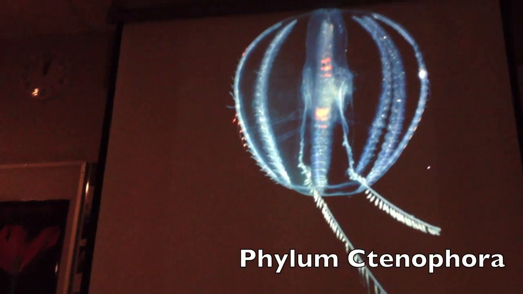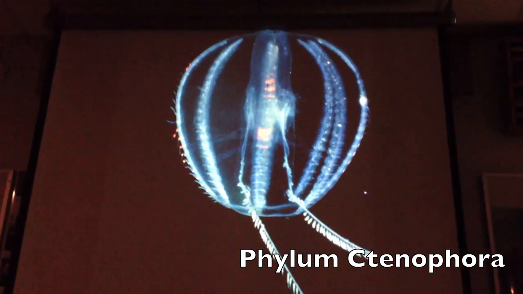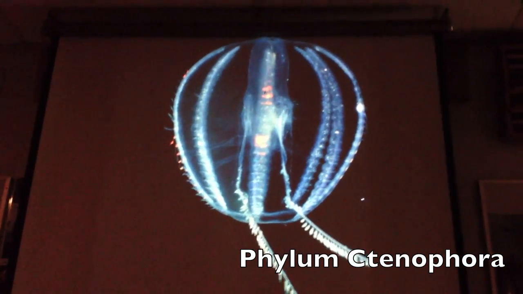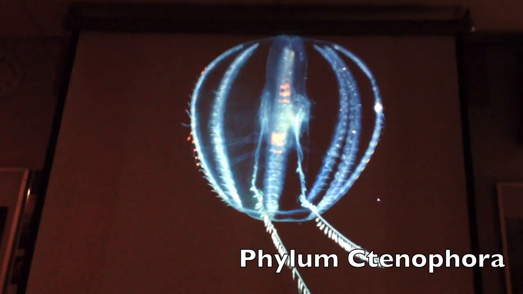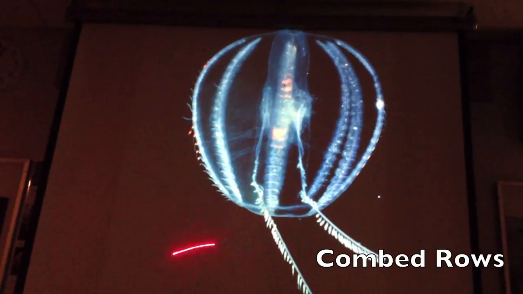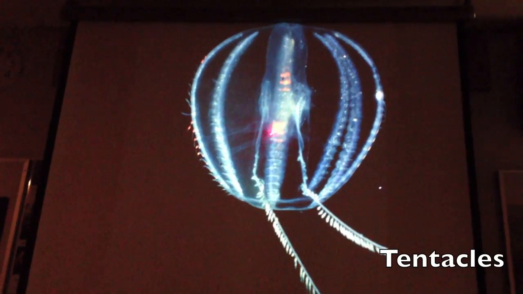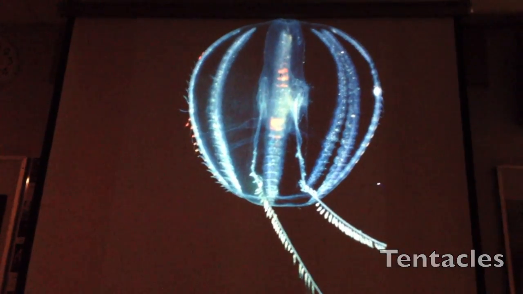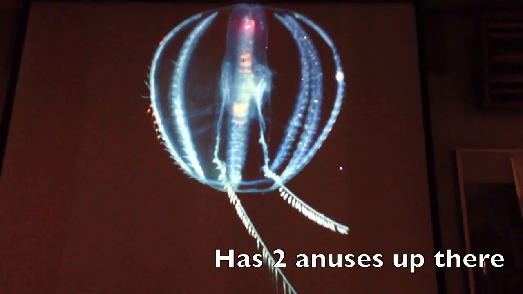What phylum is that? Anyway, this is a ctenophore. So that's why I think up here we got Ctenophora, 2 points. Phylum Ctenophora. And they have comb rows on them. That's what these little things here are. And they've got tentacles. And their digestive tract goes through this way. It's got two anal pores up here.